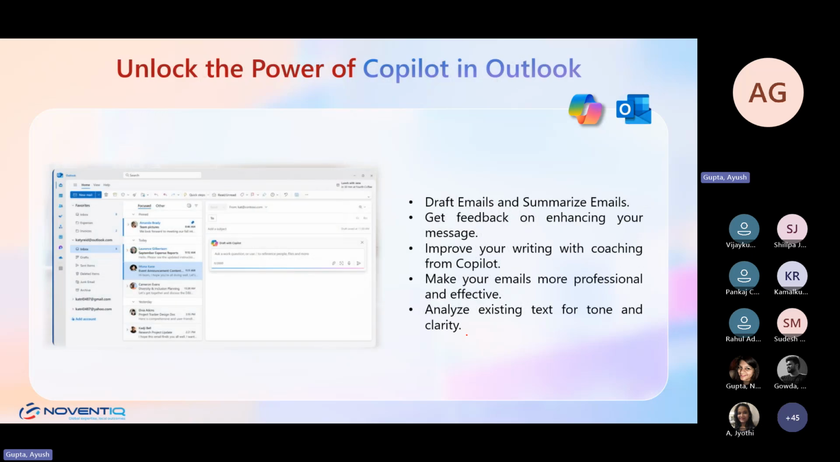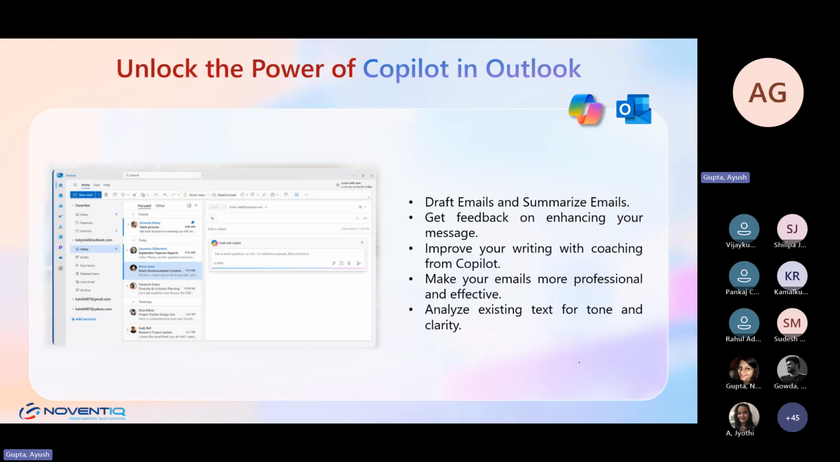The second use case which I wanted to highlight is unlocking the power of Copilot in Outlook. We all know Copilot works in email summarization and email drafting. Now you can also use Copilot to give you feedback on whatever email you have written, whether the tone is right or not. Or if you wanted to get recommendations as feedback from Copilot, it will give you those recommendations. You can replace your content with the recommendations in Outlook itself.